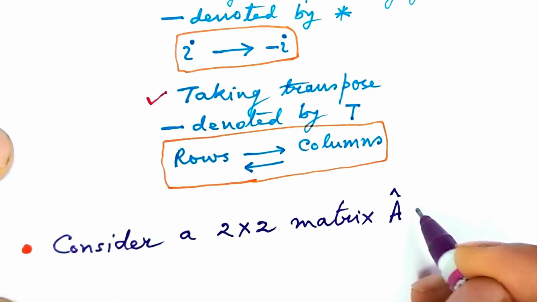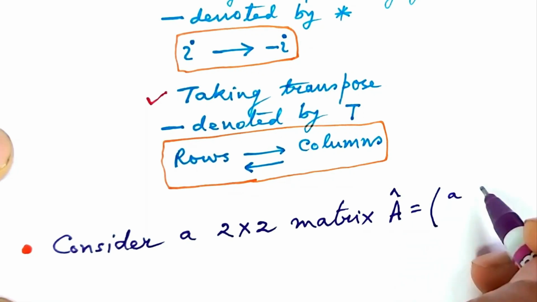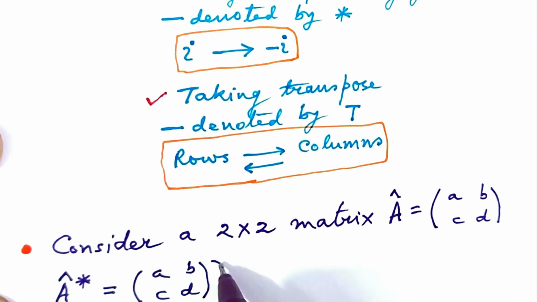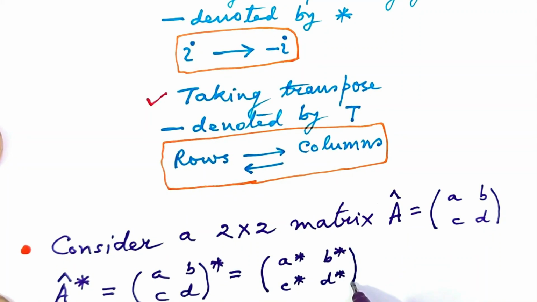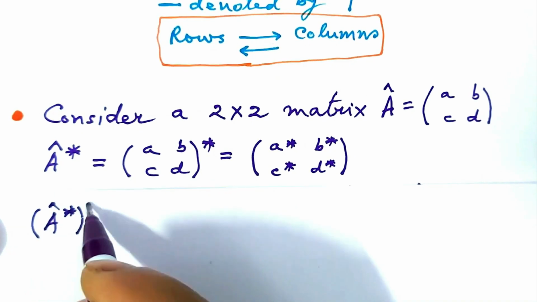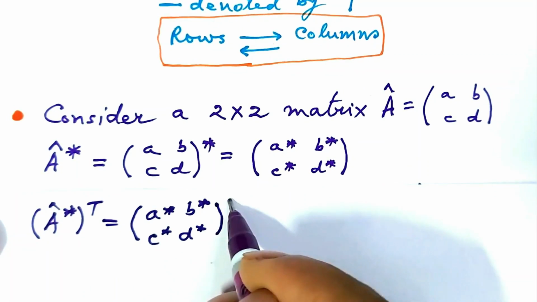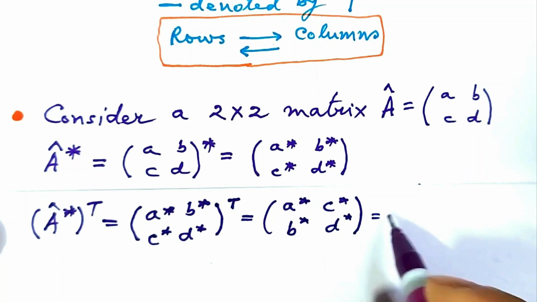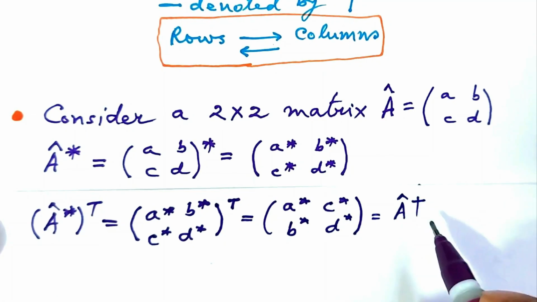Let the explicit form of the operator A written as A hat be A, B, C, D. We take its complex conjugate denoted by star symbol that gives A star, B star, C star, D star. Now take transpose of A hat star denoted by T symbol that interchanges the rows and columns to give A star, C star, B star, D star. And this is the Hermitian conjugate of A hat denoted by A hat dagger.